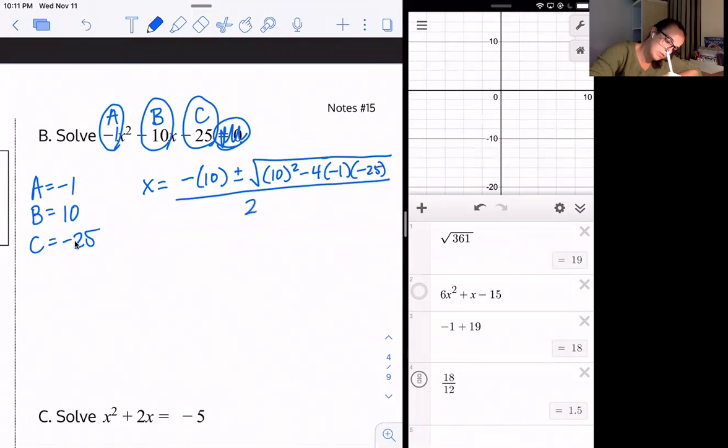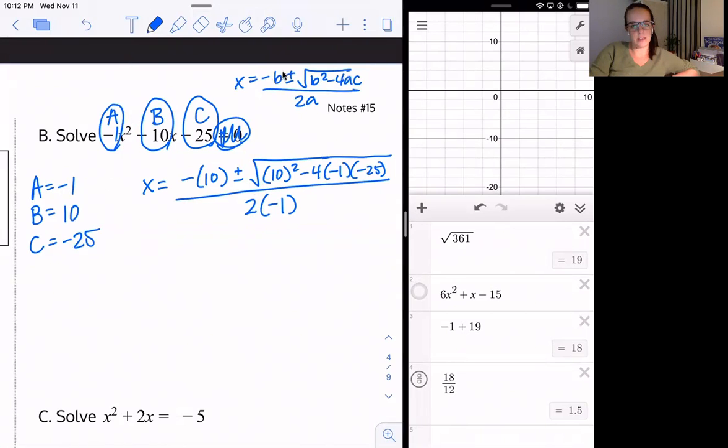All over 2 times A, 2 times A, which is negative 1. Right? So if you remember the formula, x is equal to negative b plus or minus the square root of b squared minus 4ac all over 2a.